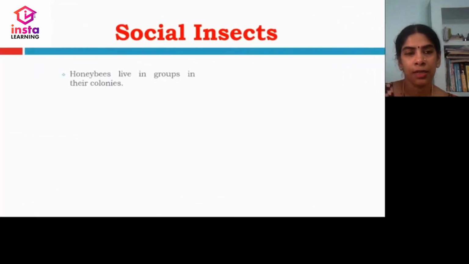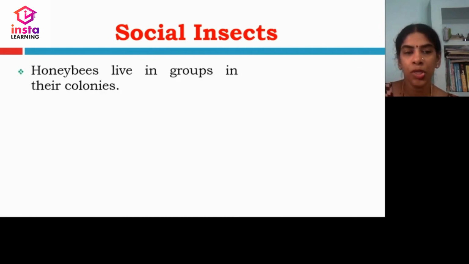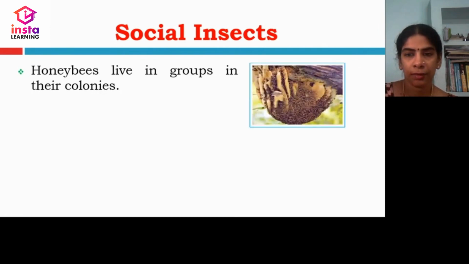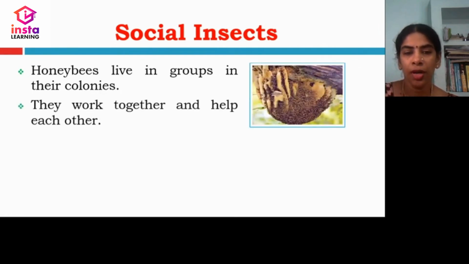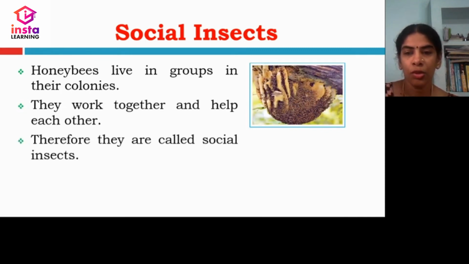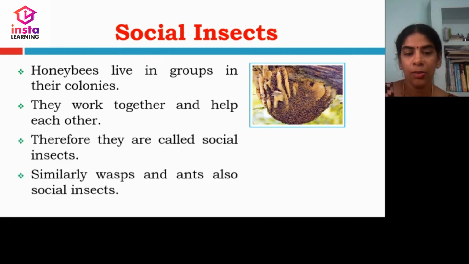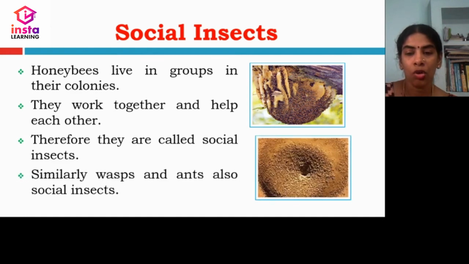Social insects. Honeybees live in groups in their colonies. They work together and help each other. Therefore, they are called social insects. Similarly, wasps and ants are also called social insects.